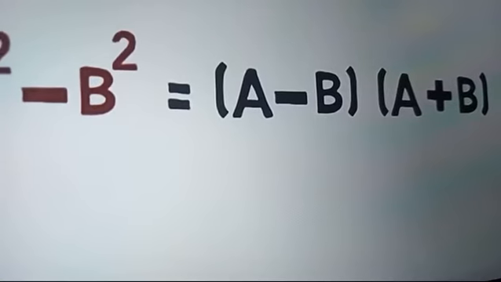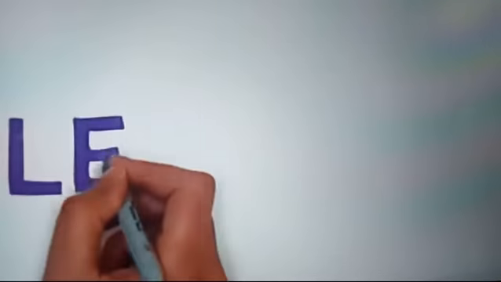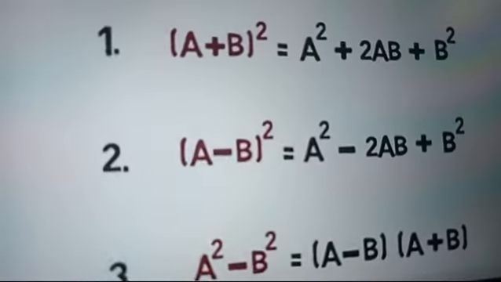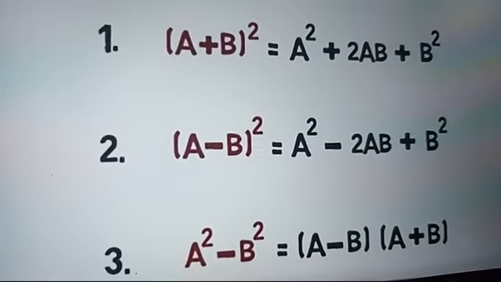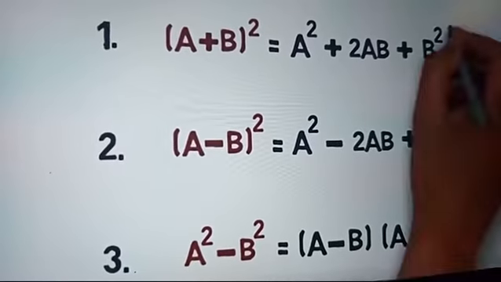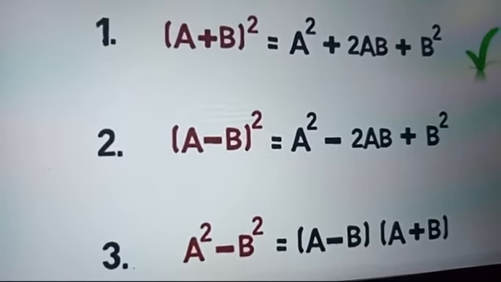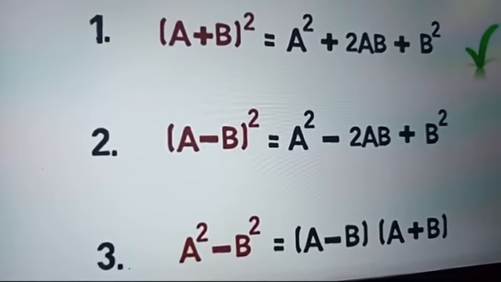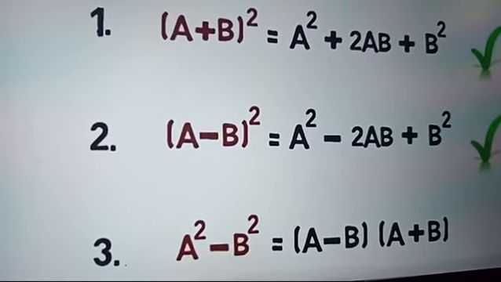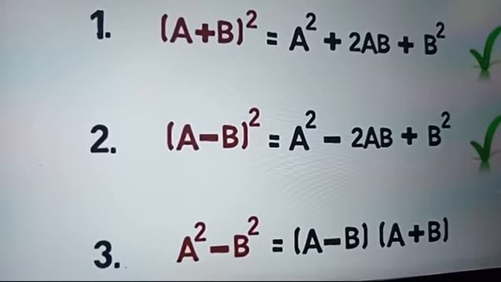My dear friends, these are the most basic formulas from which we can derive any other formula. So let's revise it once again. The first one is (a + b)² = a² + 2ab + b². The second is (a − b)² = a² − 2ab + b². And the third one is a² − b² = (a − b)(a + b).